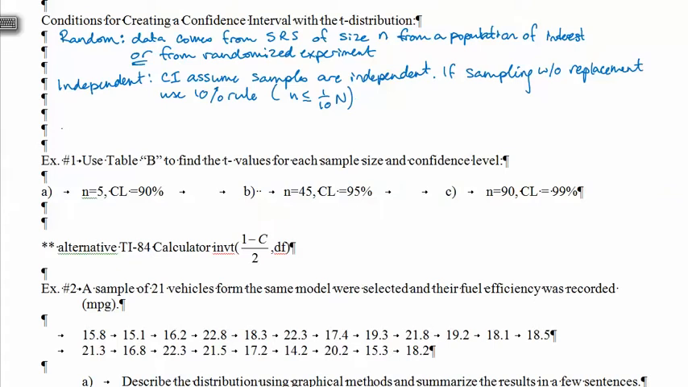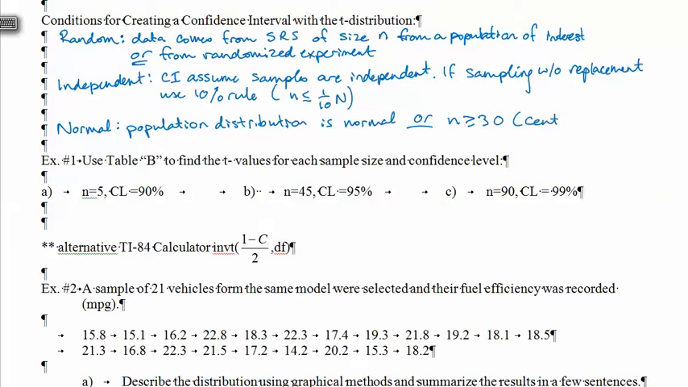And finally, the normal condition. The population distribution is normal, or n is greater than or equal to 30, following the central limit theorem.